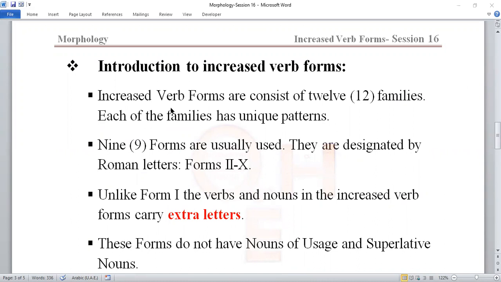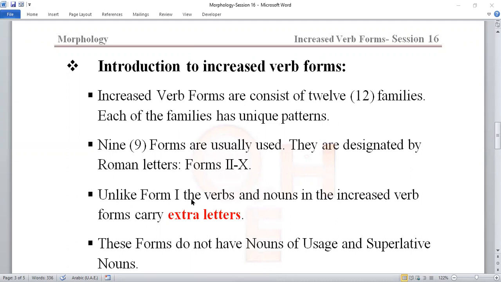Increased verb forms consist of 12 families. And each of these families has its unique patterns. Among the 12 families, usually 9 forms or families are used. These families are designated as forms 2 through 10 with Roman letters.